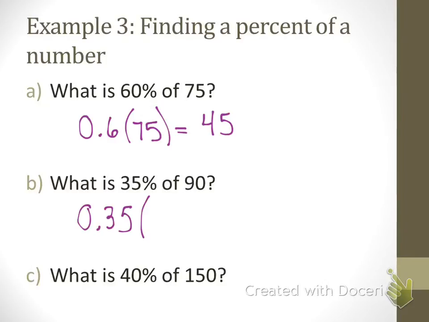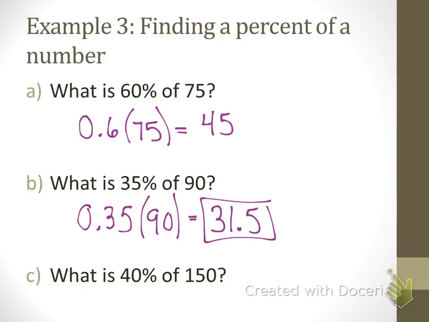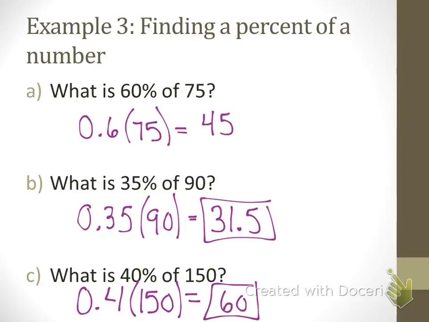Okay, and then I multiply by 90, and what do I get? 31.5. All right, very good. Now on C, what do I change 40% to? 0.4. Multiply that by 150, and what do I get? 60. Who got them right? Awesome. Okay, so now we're through example 3.